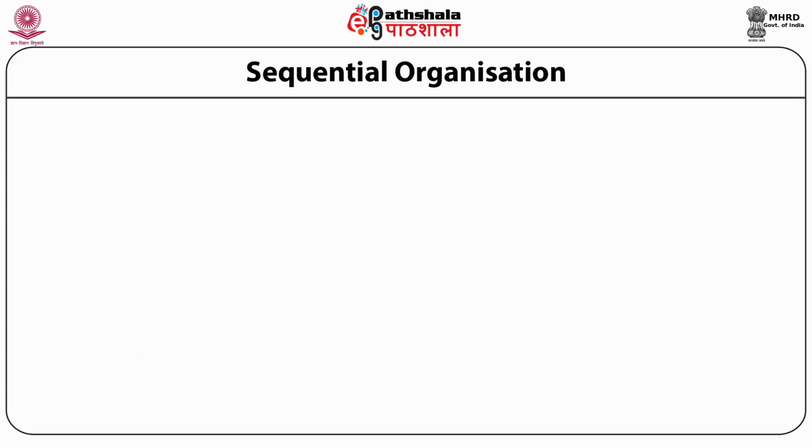Sequential organization has several benefits to its credit. The most important thing is that it is easy to understand. As you know, data is stored in a sequence one after another. So while reading the data, it is easy to read, and we can understand the organization more easily.